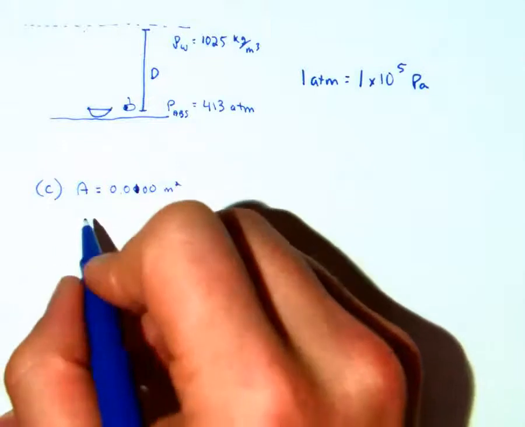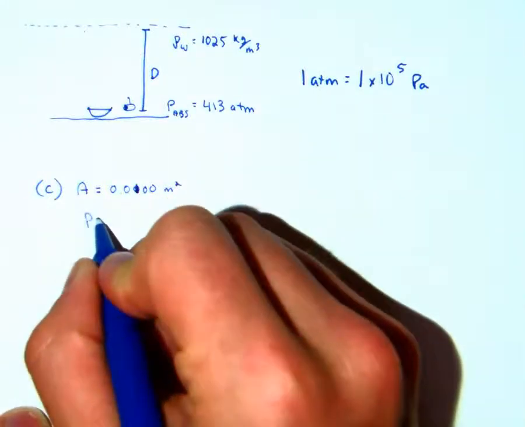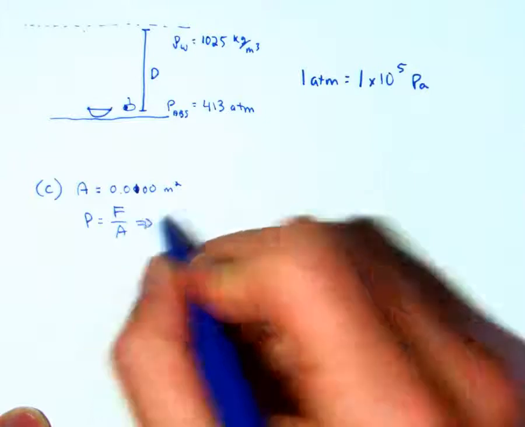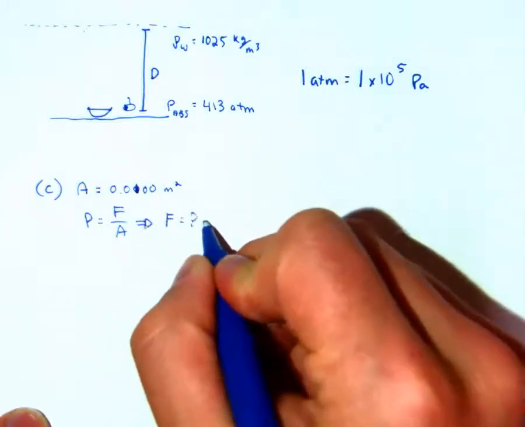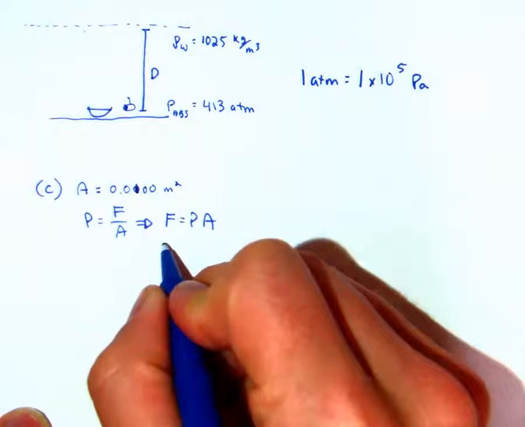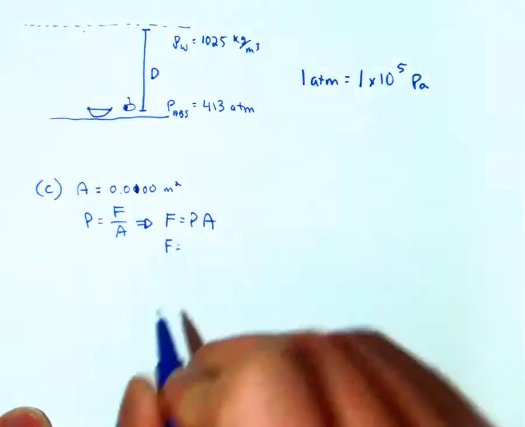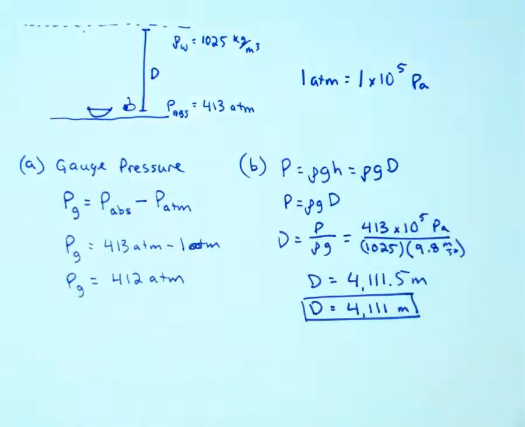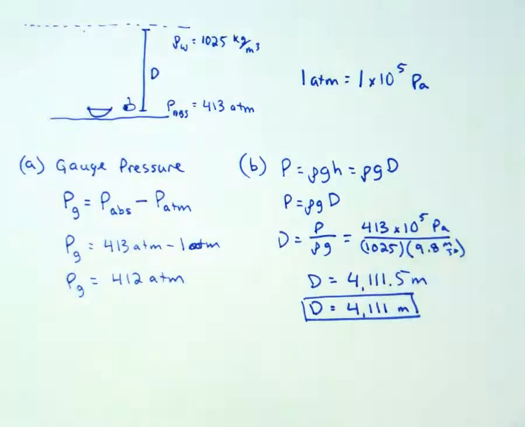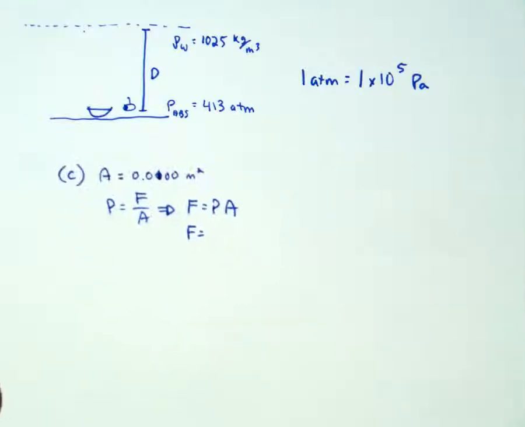Now, again, I know that pressure equals force over area, so force is going to be pressure times area. I remember my pressure, which I calculated here, to be 413 atmospheres, 413 times 10 to the 5th. Remember, we're working with those units again, so 413 times 10 to the 5th pascals.